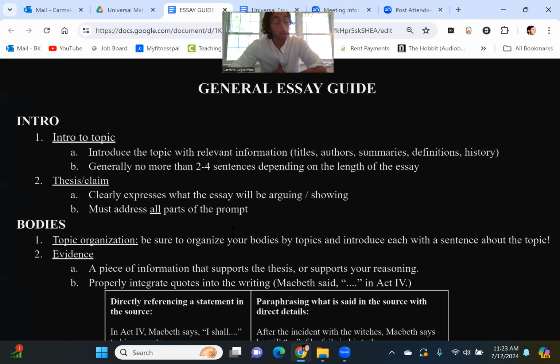Okay, that being said, how do we write an essay? What are the steps of writing an essay? Well, I'm going to walk you through this general essay guide that I've created for my students relatively quickly. I'm not going to go into too much depth. I'm not going to sit here and write an essay for you. I'm just going to give you some of the basic principles about essay writing that I give to my students.